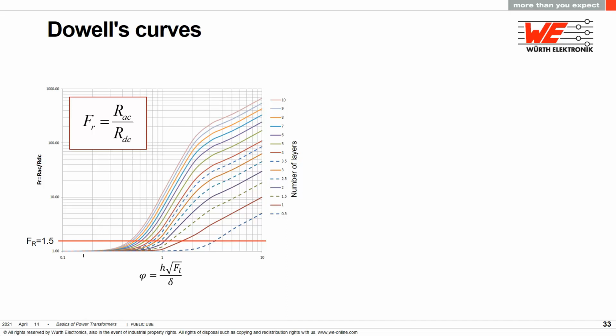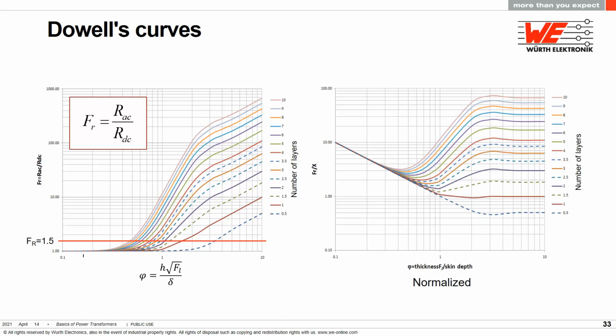On the right side, all the lines become linear and parallel because at this point the conductor is so much greater than the skin depth that it's just a constant ratio. If you normalize this chart by dividing FR by phi again, you get this chart, which clearly shows that for every number of layers there's a minimum FR, and you can never achieve an FR of 1 with more than one layer. If you look at the top layer line for 10 layers, the best you can do for an FR is just over 3, which means the AC resistance will be 3 times the DC resistance. You can also go too far to the left and make the wire size too small.